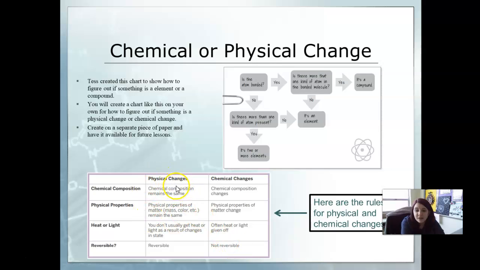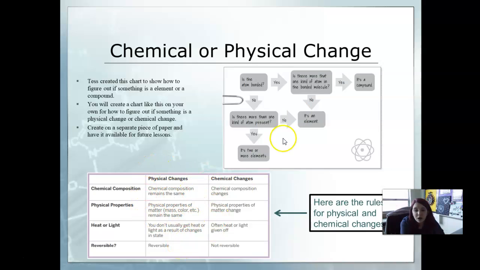For physical changes, the chemical composition remains the same. The physical properties of matter, the mass and the color, remain the same. And you don't usually get heat or light as a result of these changes, and it's reversible. For example, if we're talking about the evaporation, after evaporation comes rain, which ends up making the gas particles back into a liquid phase. So it's reversible.